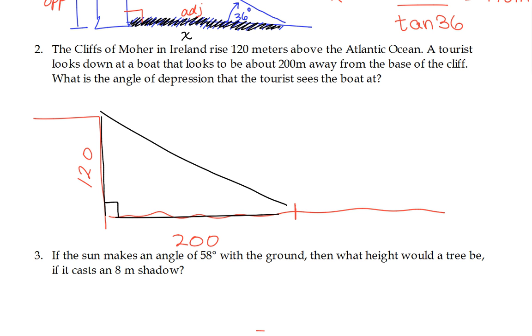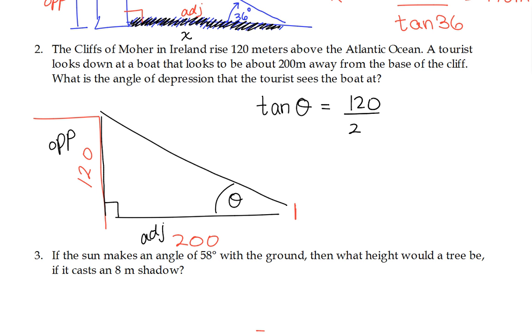So what do you notice about this one? They gave you both the sides but not the angle. So let's go and find this angle of elevation right here. If we're going to find that angle, 120 is the op and 200 is the adj. So which formula relates op and adj? That would be tan. What always goes next to tan? The angle, which we're calling theta, and it's 120 over 200.